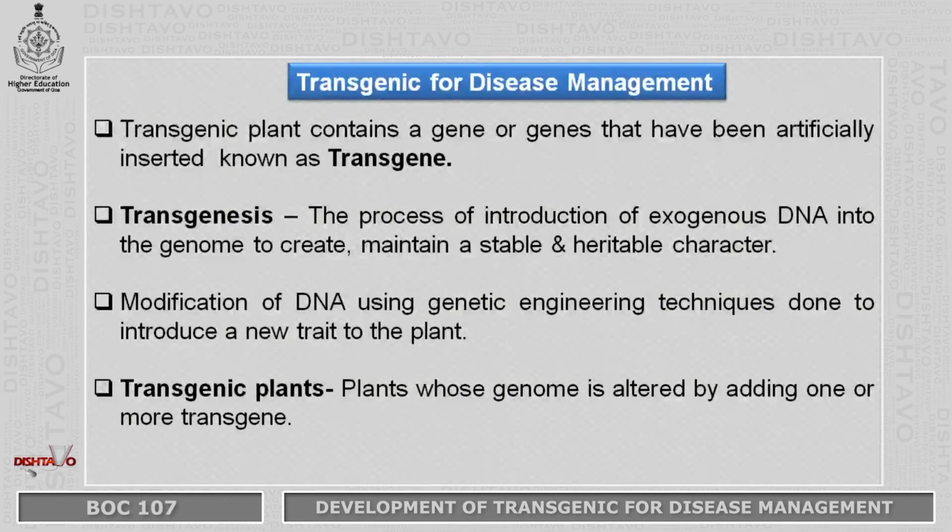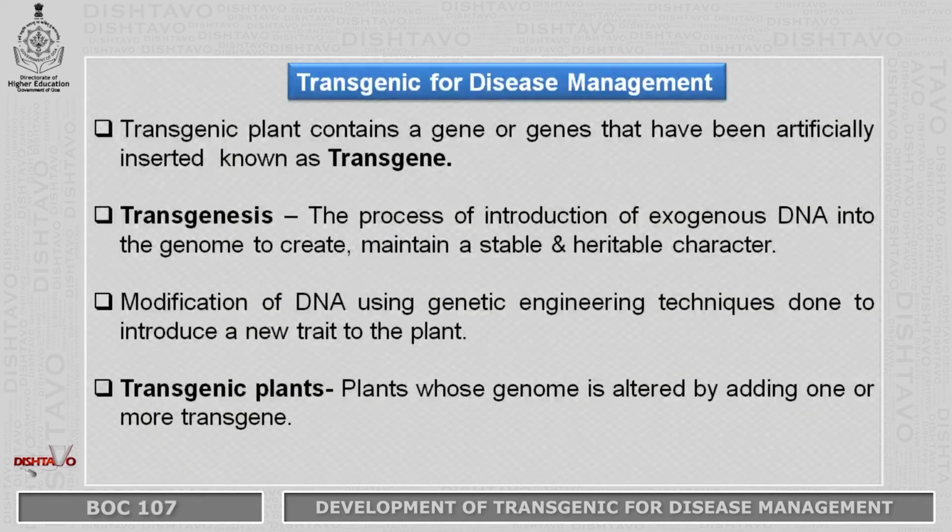First we should know what a transgene is. A transgene is a gene which is artificially inserted to improve a plant trait, and the process of insertion is called transgenesis. During this process, exogenous DNA is introduced into the genome to maintain a stable and heritable character. Modification of DNA using genetic engineering techniques is done to introduce a new trait or character which will benefit the host plant.